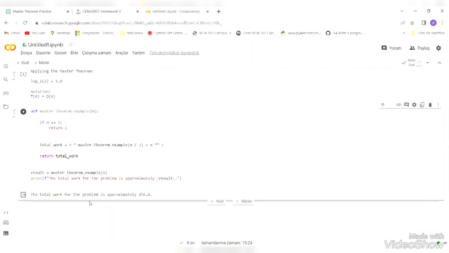The total work for a problem is approximately 200. Sorry, I think the total work for the problem is approximately 7. Anyway, the result is that the total work for the problem is approximately 256.0.